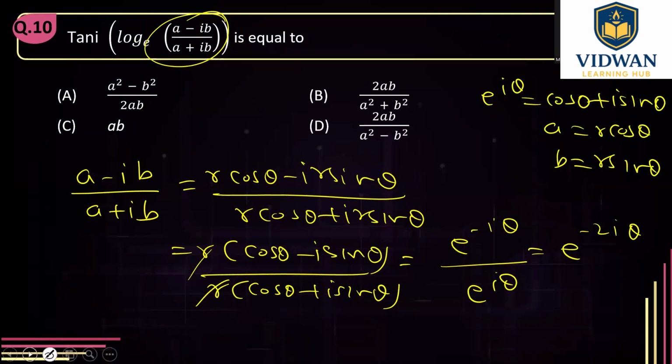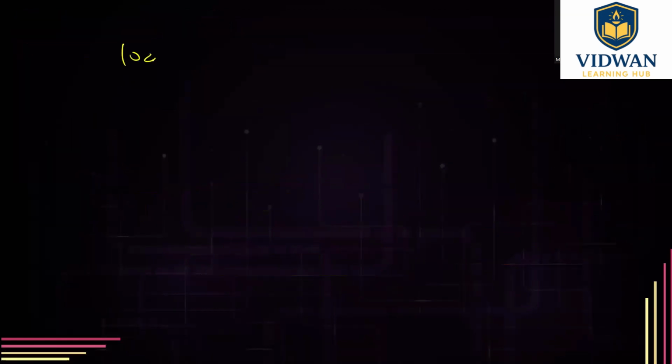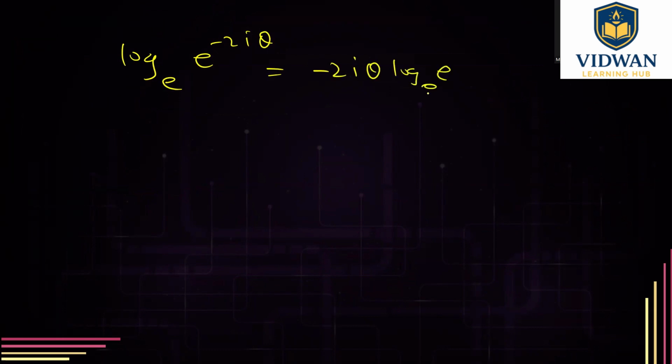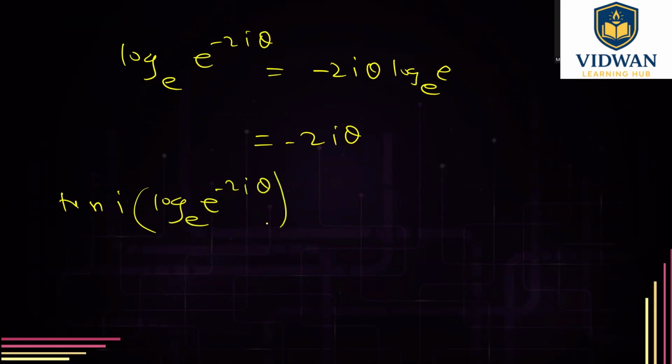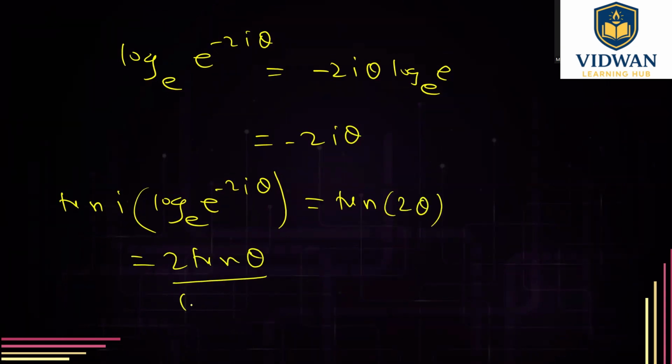And you wanted the logarithm of this. If you find the logarithm of this term to base e, the power multiplies with log e base e, which is 1. So this is minus 2i theta. And you wanted tan of i times the log of this. When you multiply with i, it will become minus 2i square, which will be plus 2. So tan 2 theta, which is 2 tan theta by 1 minus tan square theta using trigonometry formulas.